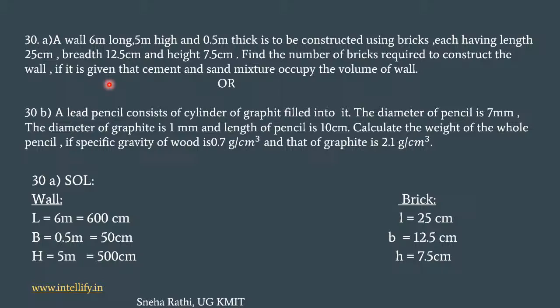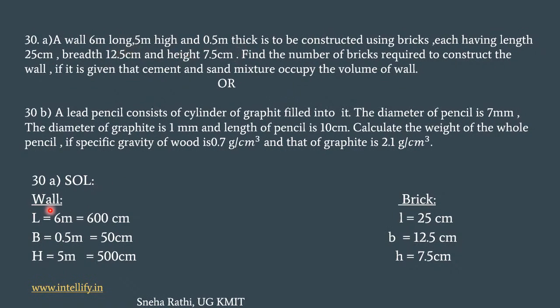Calculate the weight of the whole pencil if the specific gravity of wood is 0.7 gram per centimeter cube and that of graphite is 2.5 gram per centimeter cube. We'll do both the bits. First, 30 a bit: a wall 6 meter long, 5 meter high and 0.5 meter thick.